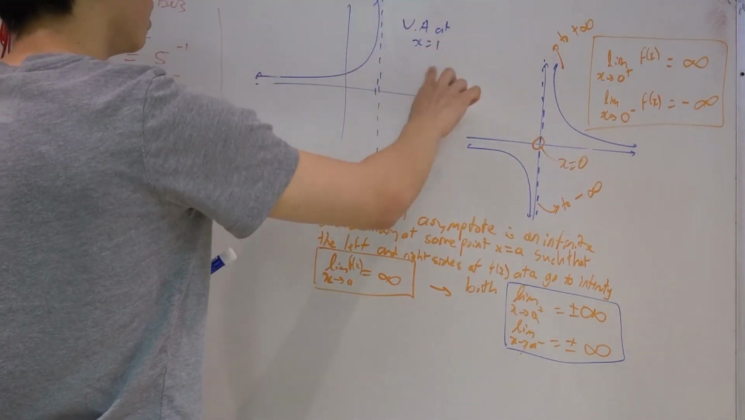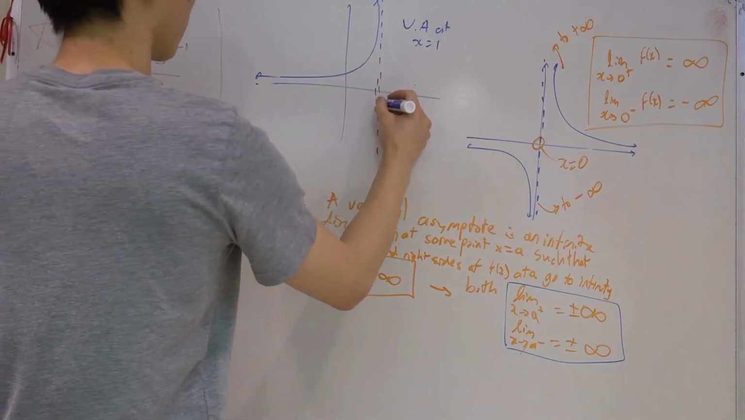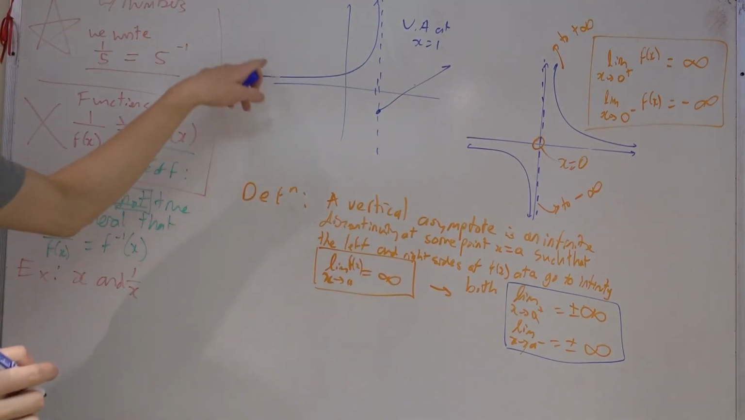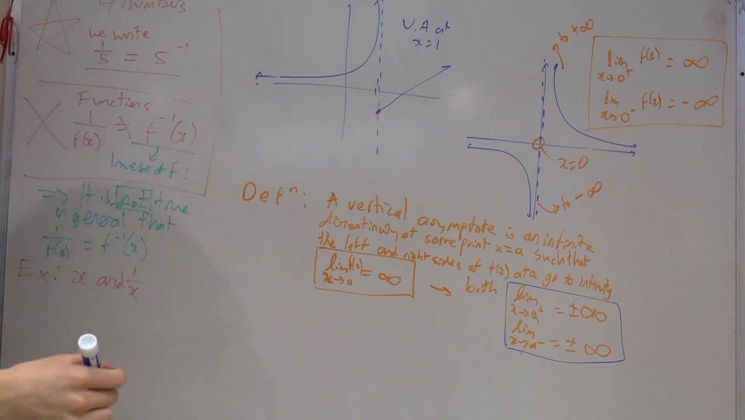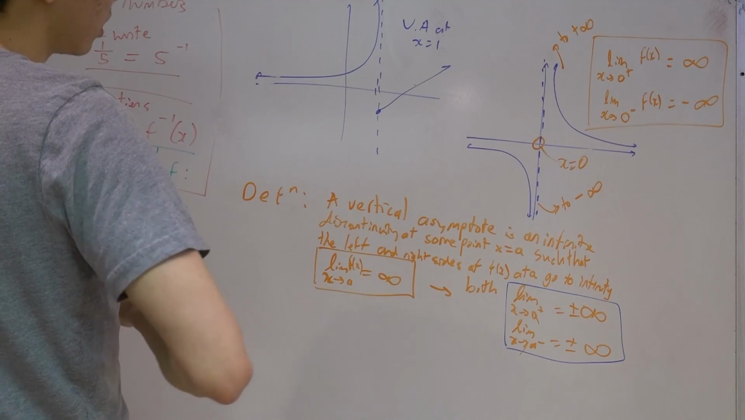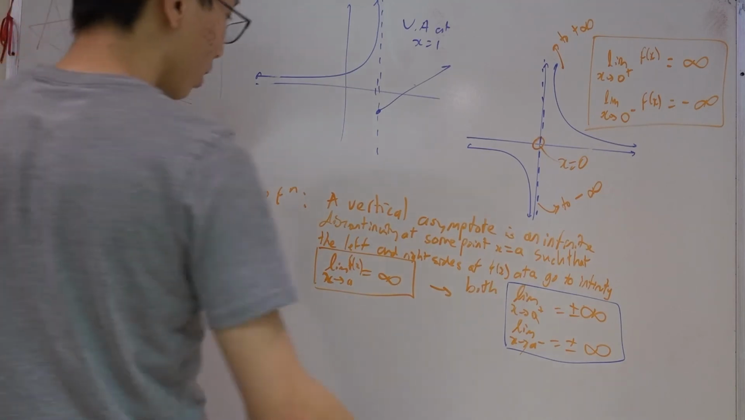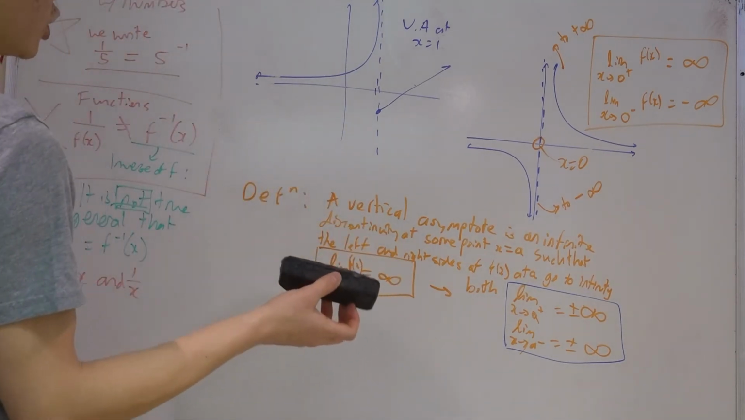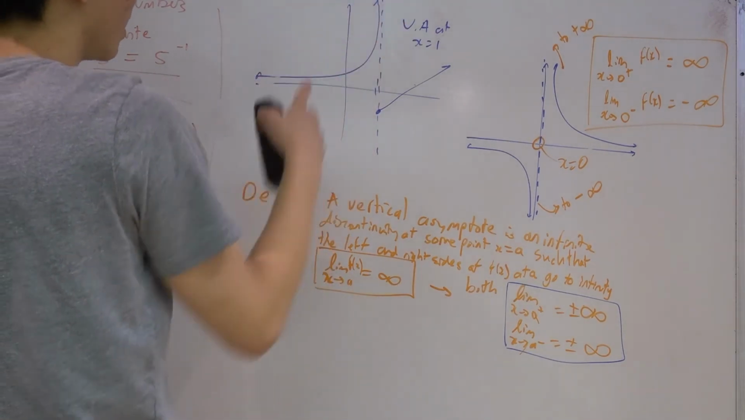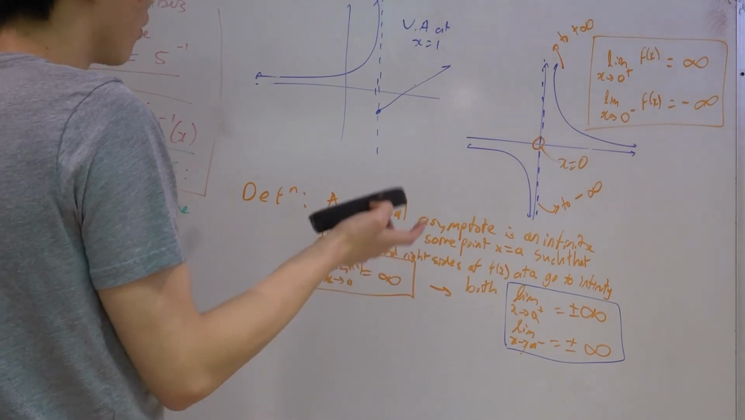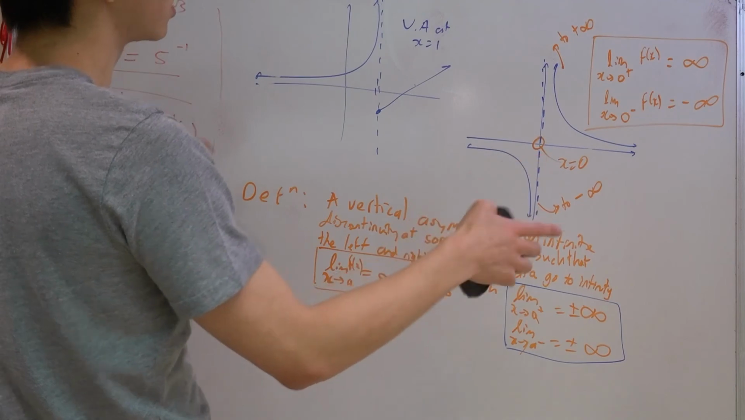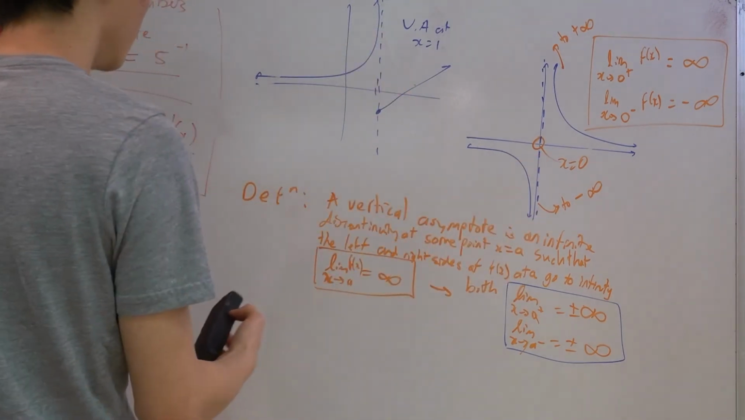So for example, this is not a vertical asymptote, because this side goes to infinity, but this side does not. Now, just warning you, some people may have different interpretations of the definition. Some people will call this a one-sided vertical asymptote. For the purposes of what we're doing here, we are only going to call a vertical asymptote one where both sides are going to positive or negative infinity.